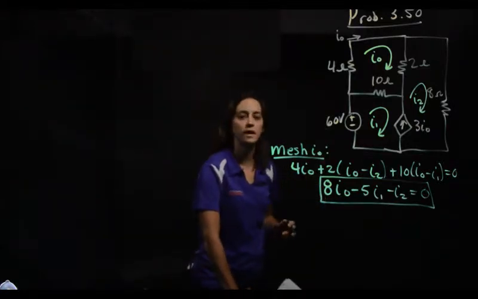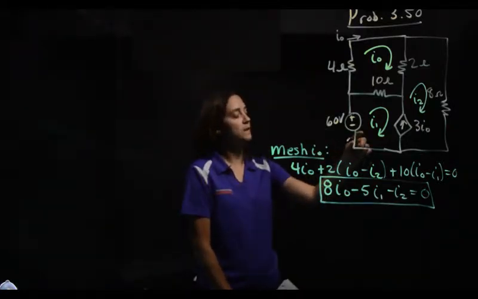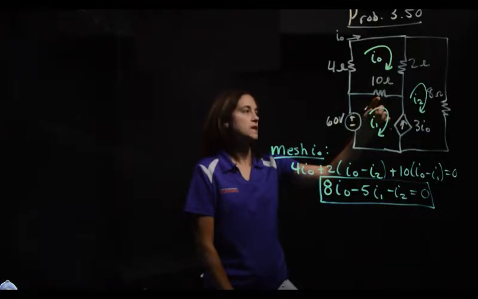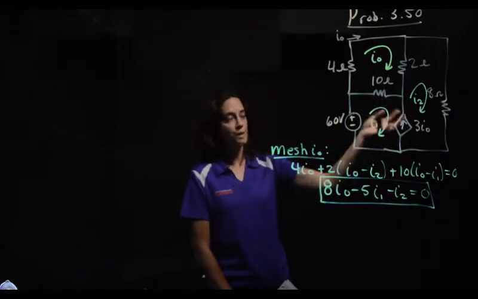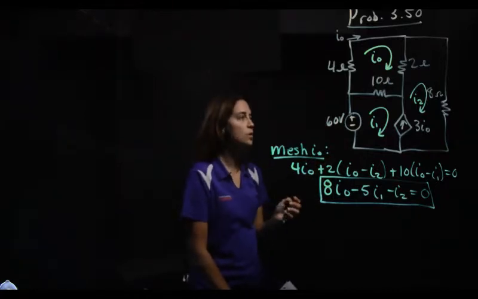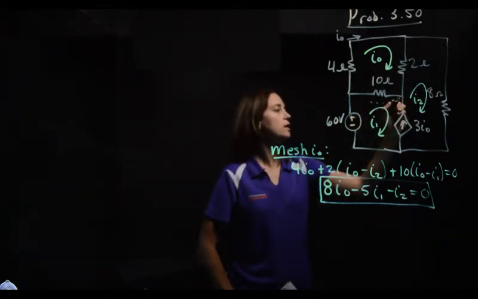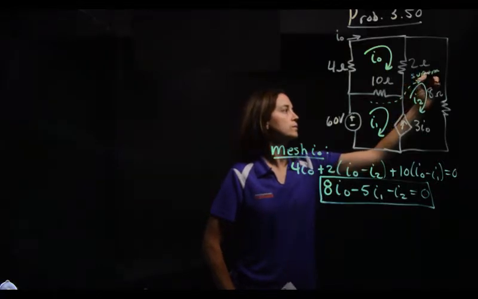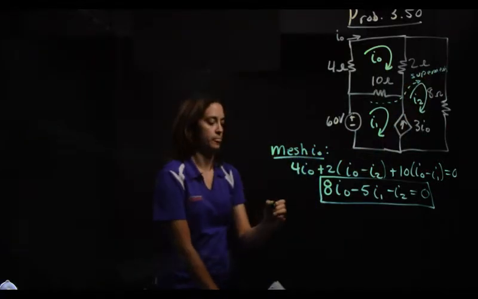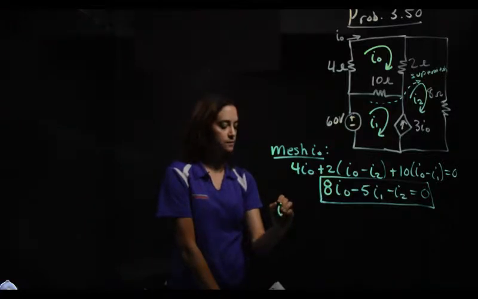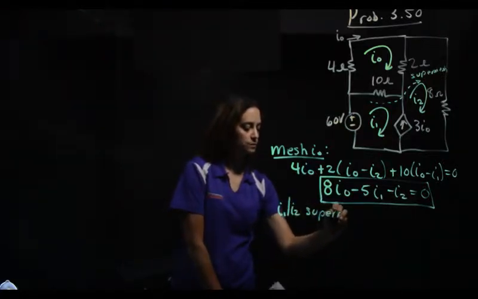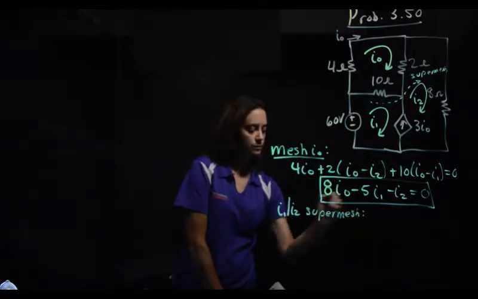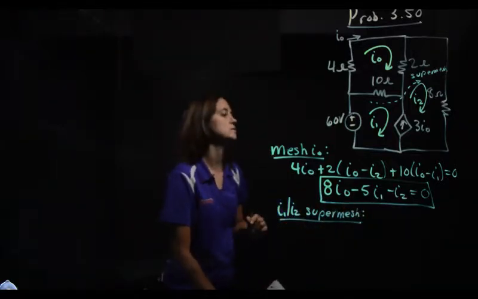So let's say we start writing for I1. We'd say minus 60 plus 10 times I1 minus I0. Oh no, what do I do? Right, so when you get the oh no moment, you know that you have a supermesh. So I have an I1/I2 supermesh.